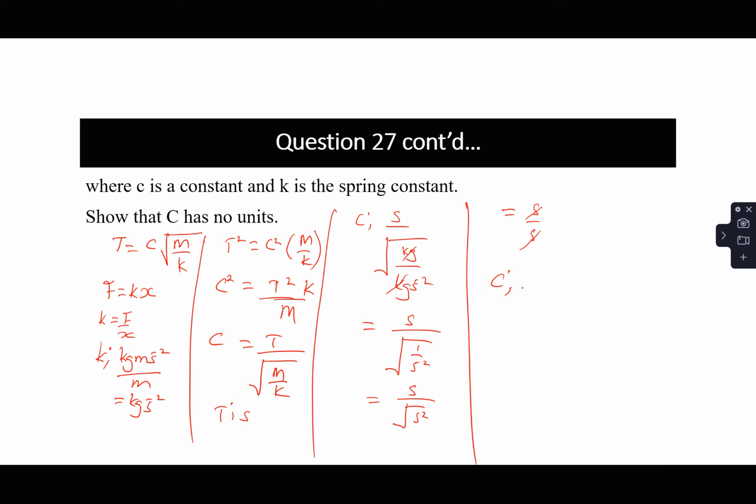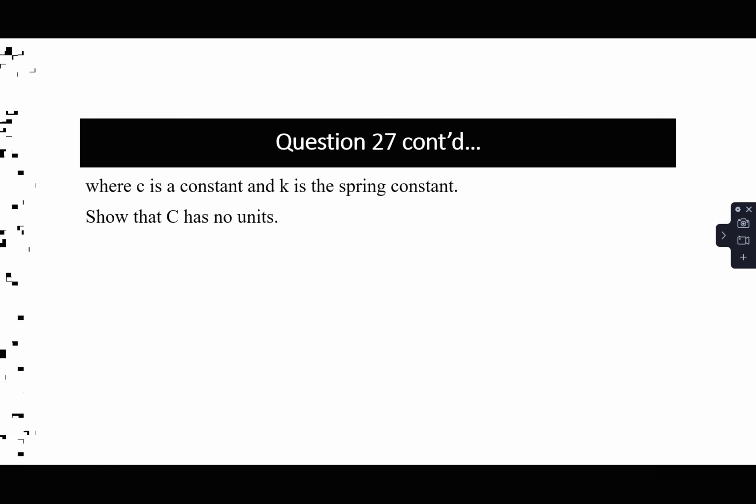So I conclude that C has no what? No units. I'm emphasizing, please do not say equals to 1. It will not make any sense. You can't say equals to 1. Just conclude has no what? Has no units. Okay, next.